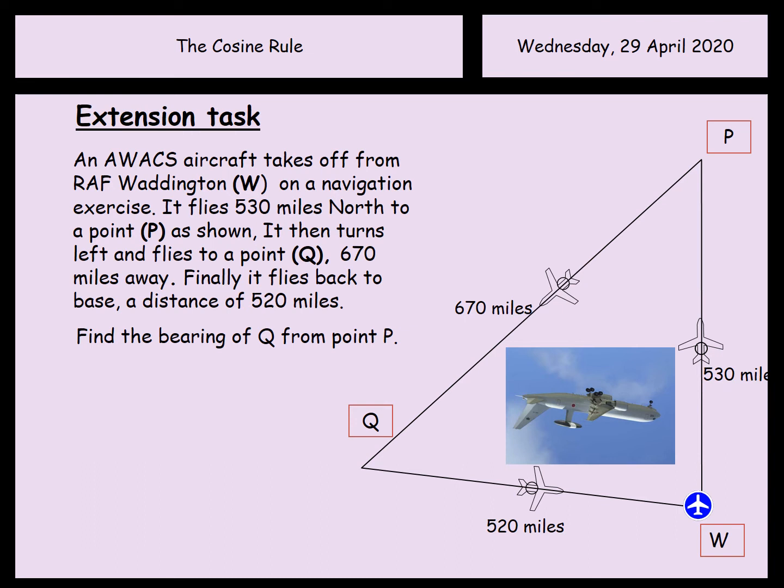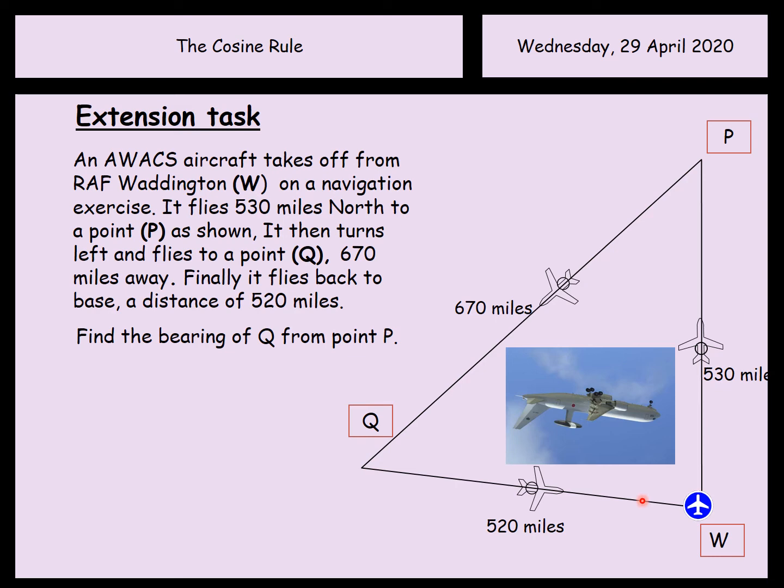So what's quite common is for bearings to be linked in with these sorts of skills. So here we've got an AWACS aircraft taking off from RAF Wellington, which is W, on a navigation exercise, 530 miles north at a point P. So again, I would make sure I start drawing these things in. It then turns left and flies to a point Q, 670 miles away. Doesn't tell us what angle or anything, just tells us it does it. And then finally back to base at 520.